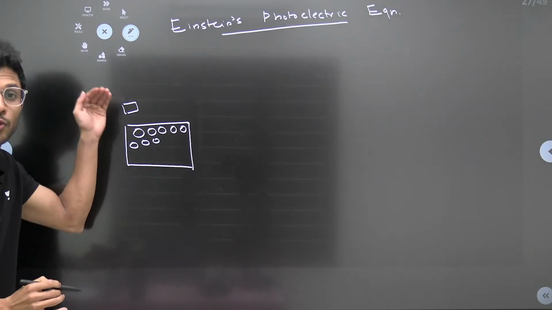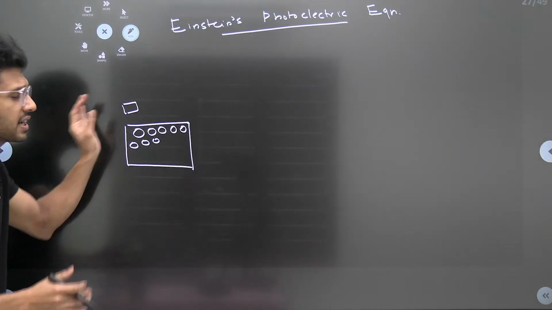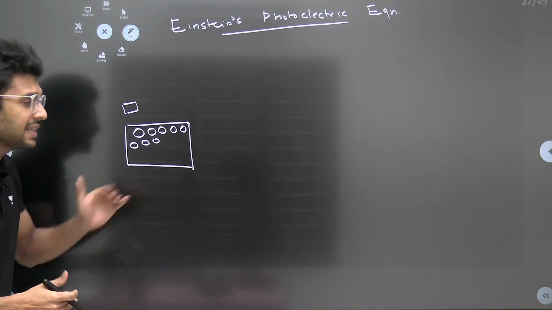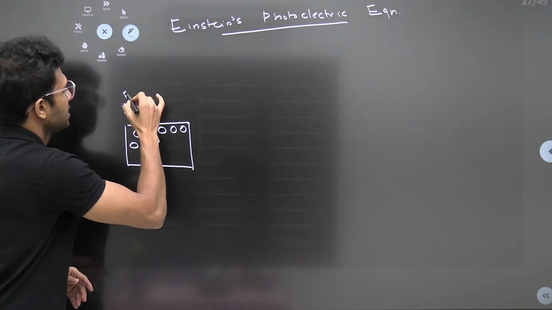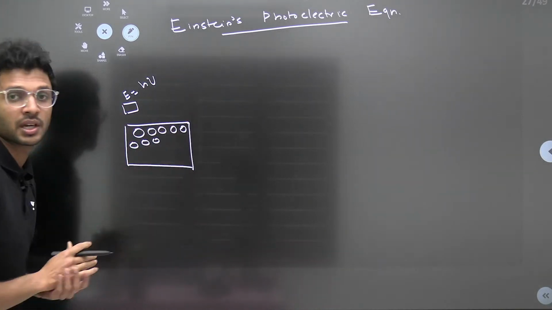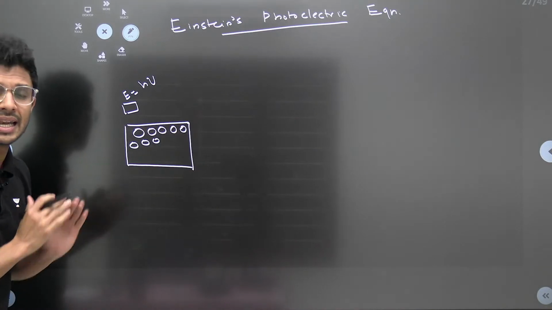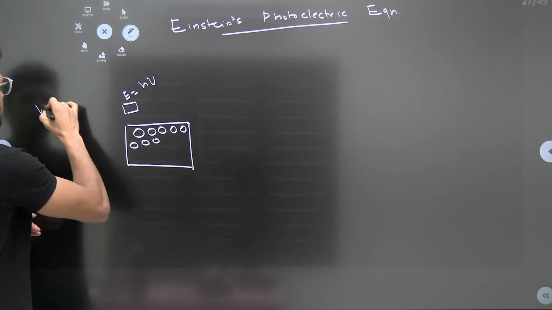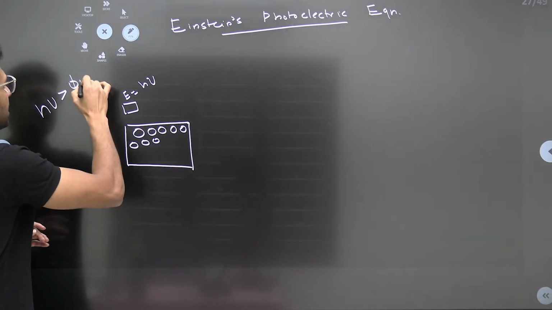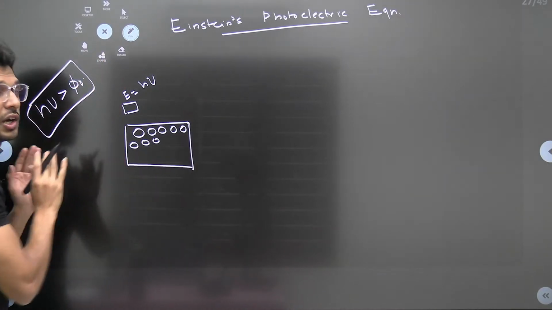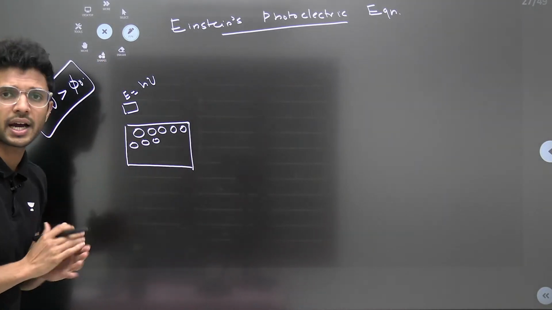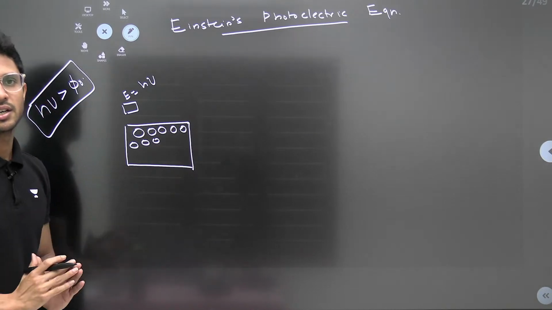What is incoming? Photons. So many photons are coming. I'm only considering one single photon. Let's say it has an energy E of h nu. Let's say that this h nu is greater than phi naught. Phi naught, what was it? Work function. Minimum energy required for the electrons to get removed.